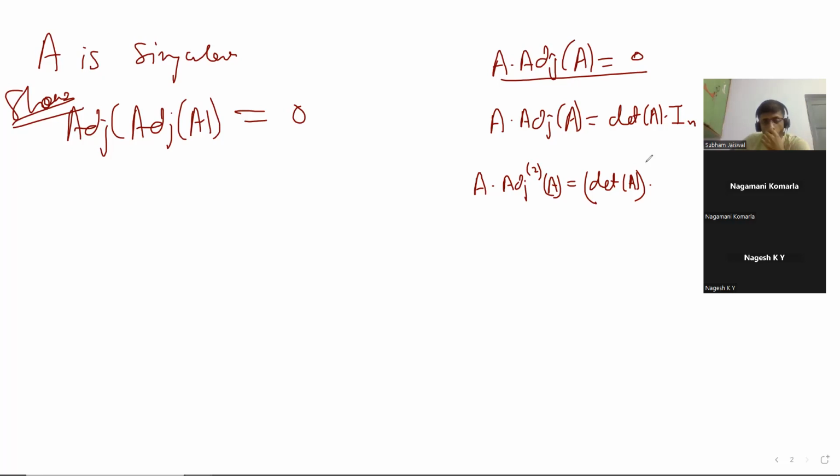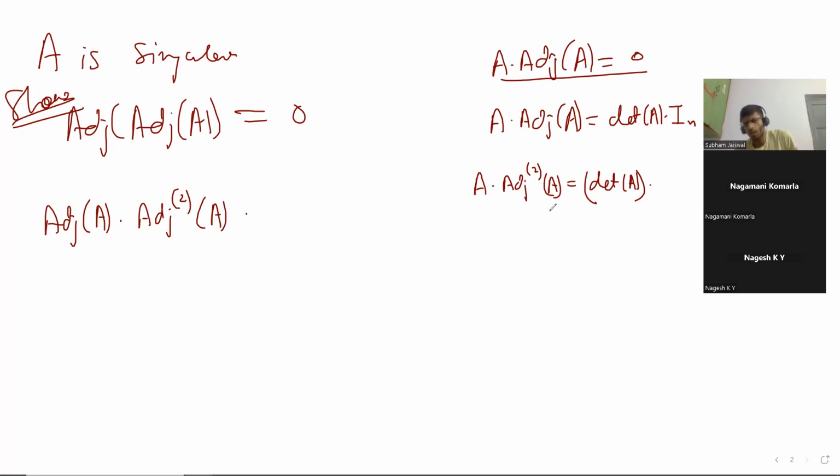If you just consider adjoint of A, again doing something similar, multiplying by adjoint A on the left. Again, using the property, we'll get determinant of adjoint A times I. Now, if adjoint of A is singular, then 0 times I will be O, the zero matrix. So that's why I was thinking we should show that adjoint of A is singular.